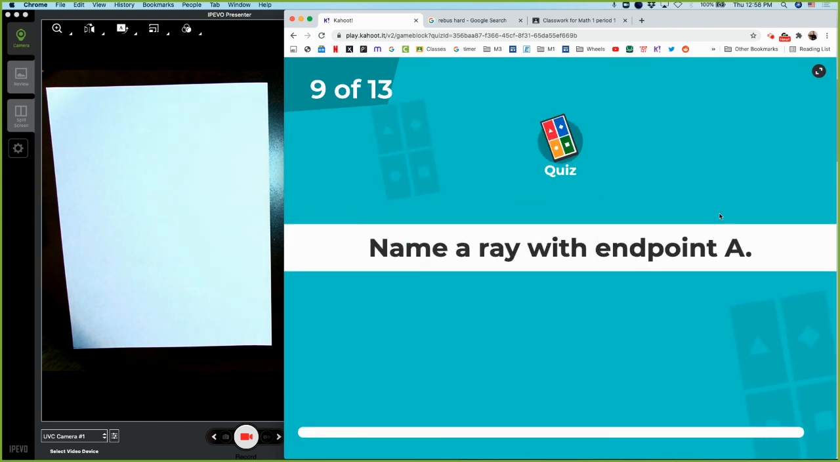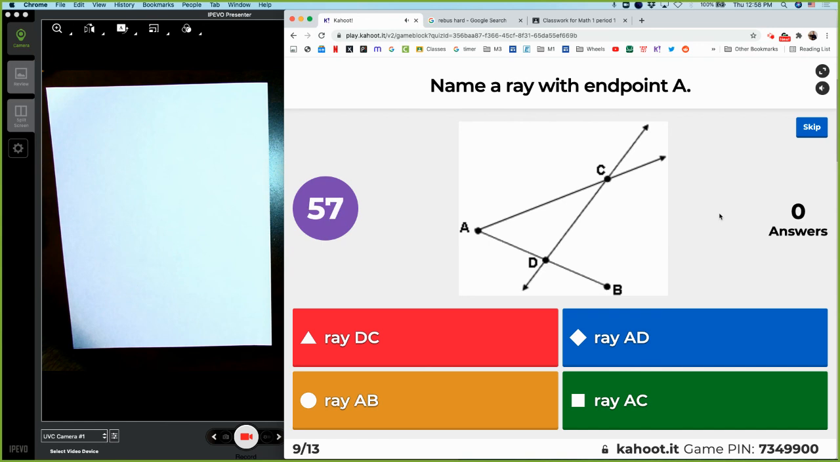Name a ray with endpoint A. Wouldn't you say? I can go sit by the bay. I just may. I can make things out of clay. A ray with endpoint A. Here's A. It's a ray, though, so a ray starts at the endpoint and goes continuously in the other direction. It doesn't stop. That's my hint.